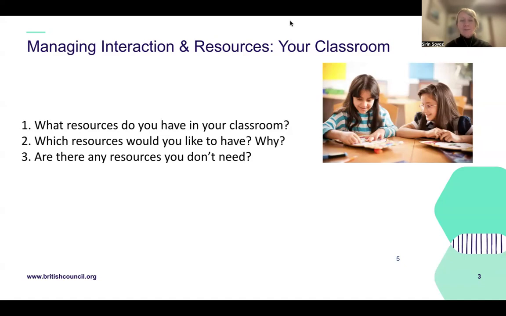About which resources would you like to have? I think it would be great to have a small library corner with storybooks and magazines. Oh, that's very nice. Yes, that's a great idea. Yeah, that's a really nice idea. Thank you, Sufyan. Yeah, learners and teachers are the biggest resources, actually. Yeah, I totally agree with you. And yes, anybody else would like to add anything?